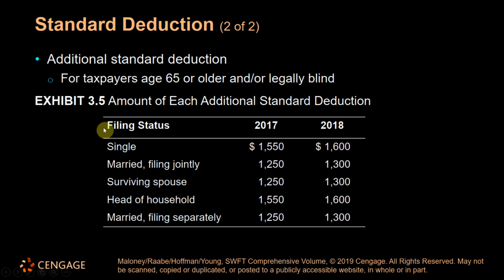And then these are the additional standard deduction amounts that would supplement the standard deduction I just mentioned on the previous slide. So these are supplemental or additional standard deductions that are available to folks 65 or older and or legally blind. And you can see those have gone up slightly as well.